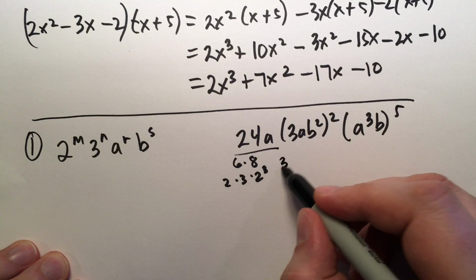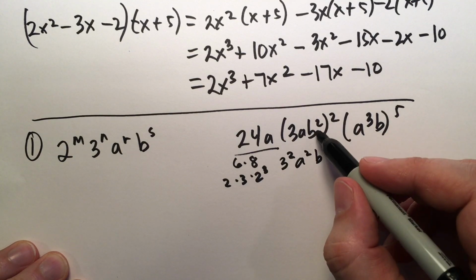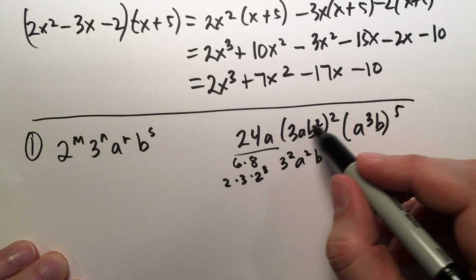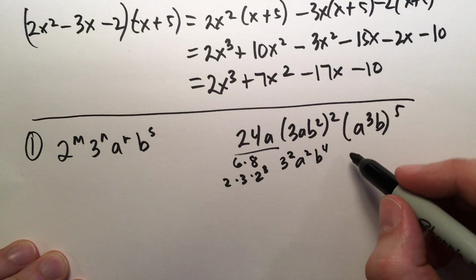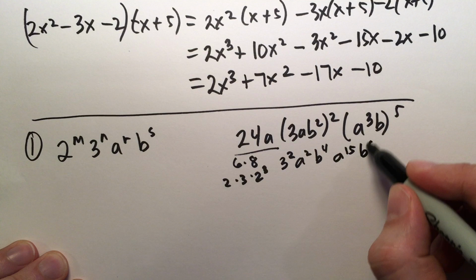For this one we're going to get a 3 squared. We have an a squared, and we have a b to the 4th, because it's b squared squared. So 3 squared, a squared, b squared squared. Then we have a cubed to the 5th, that's a to the 15th, and then b to the 5th.